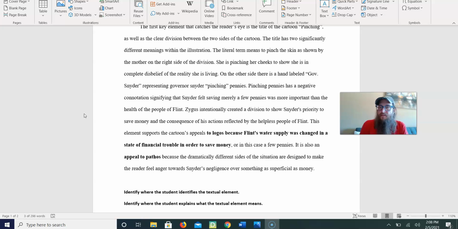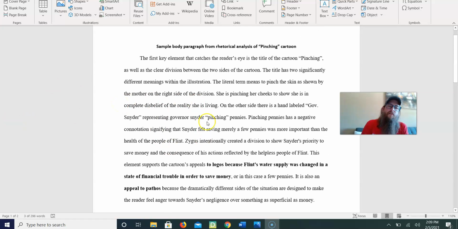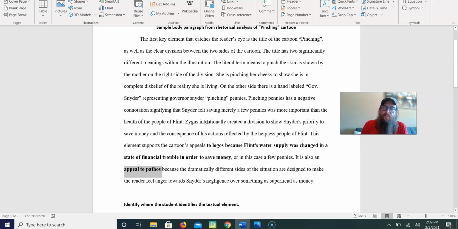Because if you write the thing as like a 5-paragraph persuasive essay trying to convince me that Snyder's a jerk and Flint never should have happened, it's going to fail no matter how grammatically perfect it is, because you're not doing analytical writing in that kind of paper. And so hopefully this has helped demonstrate the type of writing that I'm looking for.